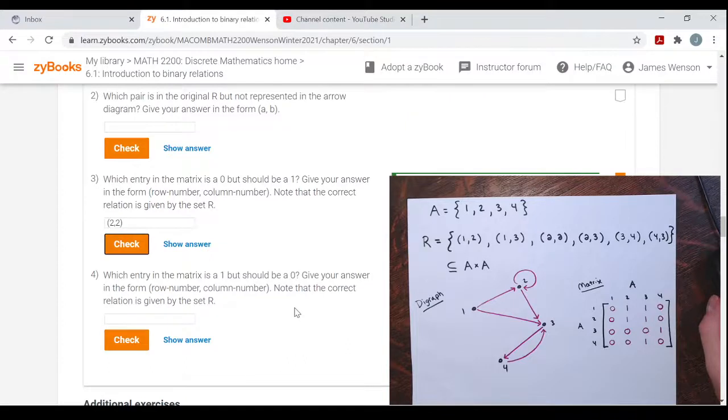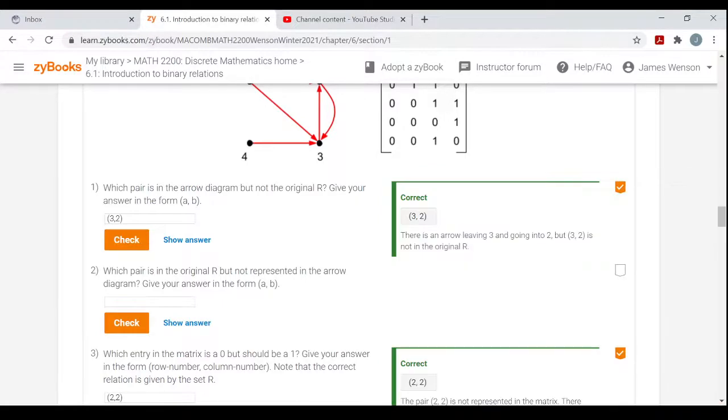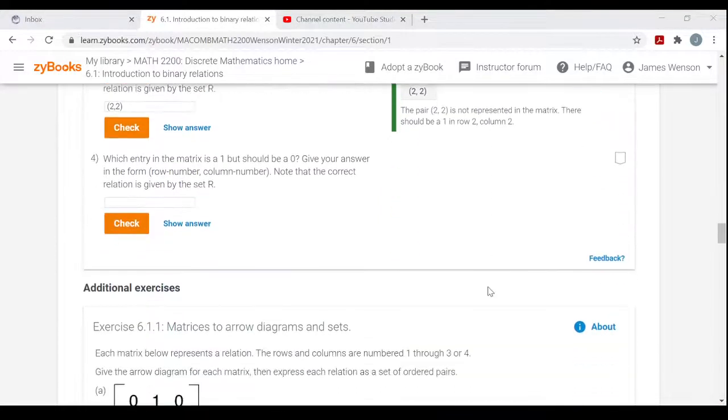And then which one's a 1 but should be a 0? Again, compare that to my matrix. Their second row, fourth column, 2 comma 4, is a 1 when it should be a 0. So again, hopefully pretty easy to see, hopefully pretty easy to go through.